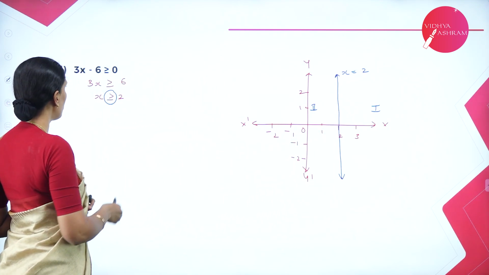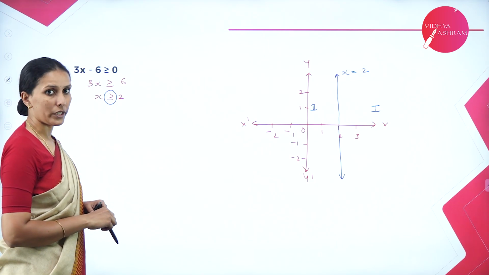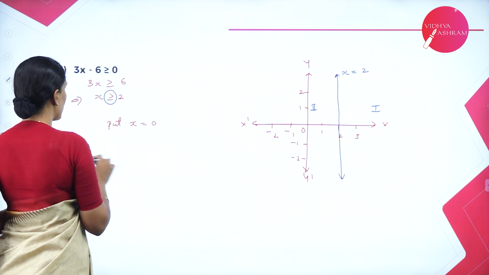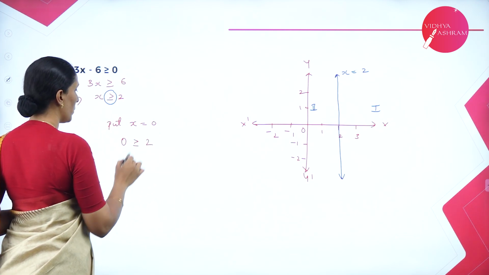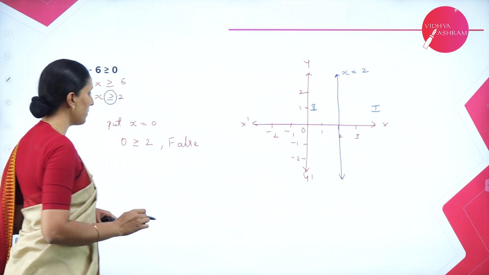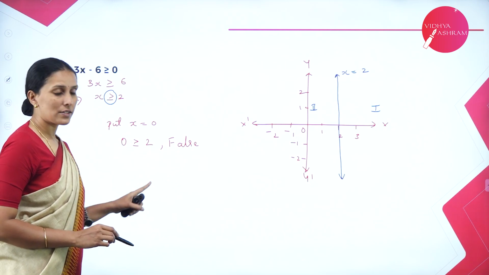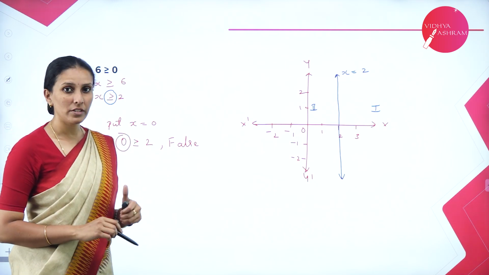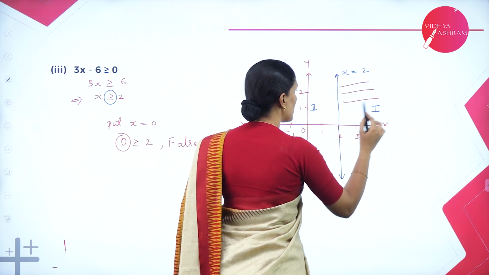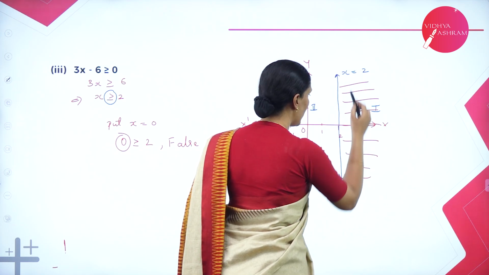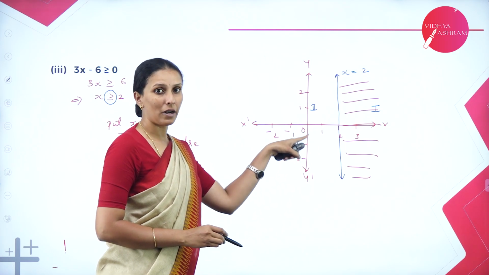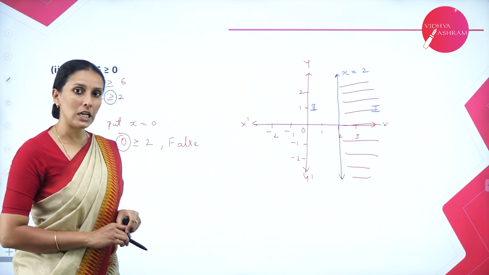Now to decide the solution, put x as 0 in the equation. So what does this imply? 0 greater than or equal to 2. Is it true? No, it is a false statement. So that means my region does not contain the origin. Which is the region which does not contain the origin? That is half plane 1. So obviously this represents the solution for the given inequation, whereas the region containing 0 cannot become a feasible region or solution region for the given inequation.